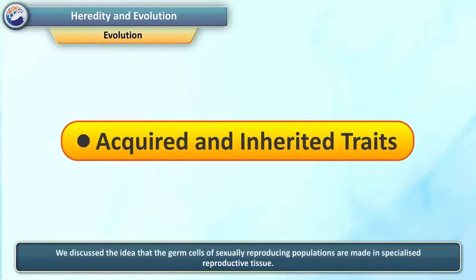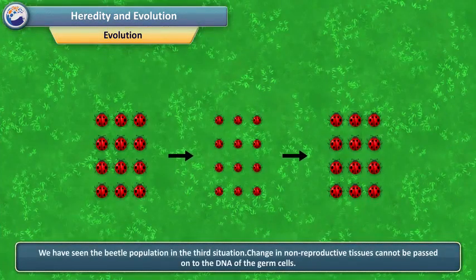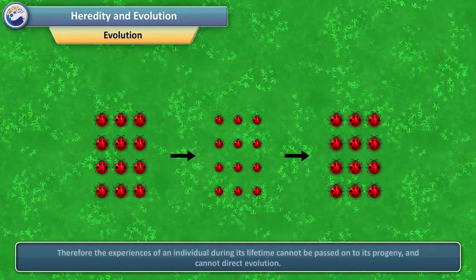Acquired and inherited traits. We discussed the idea that the germ cells of sexually reproducing populations are made in specialized reproductive tissue. We have seen the beetle population in the third situation. Change in non-reproductive tissues cannot be passed on to the DNA of the germ cells. Therefore, the experiences of an individual during its lifetime cannot be passed on to its progeny, and cannot direct evolution.